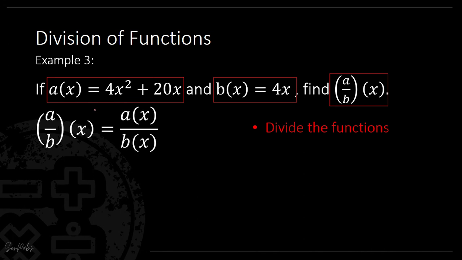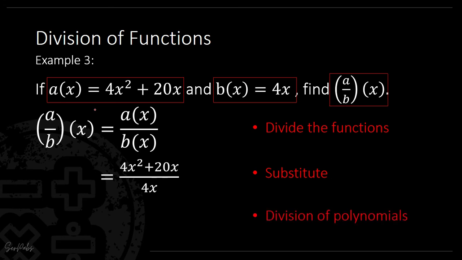So, i-set up lang natin. So, we have a of x over b of x. Pangalawa, substitute, palitan. Tanggalin ang a of x, palitan ng 4x squared plus 20x. Tanggalin ang b of x, palitan ng 4x. So, meron tayong 4x squared plus 20x divided by 4x. And then, division of polynomials.